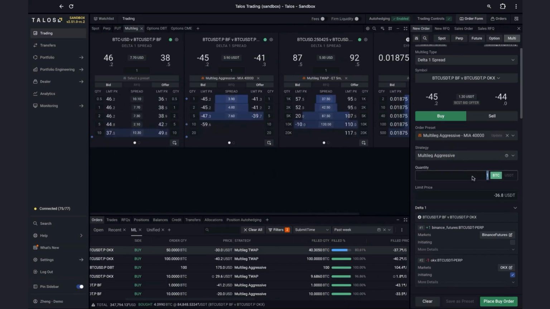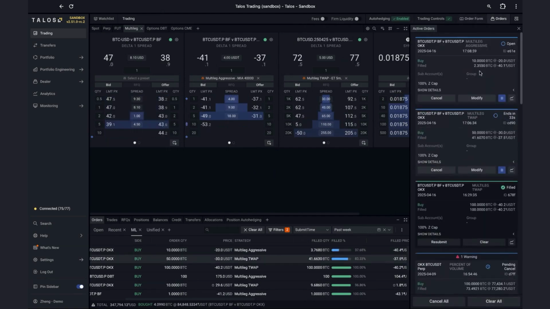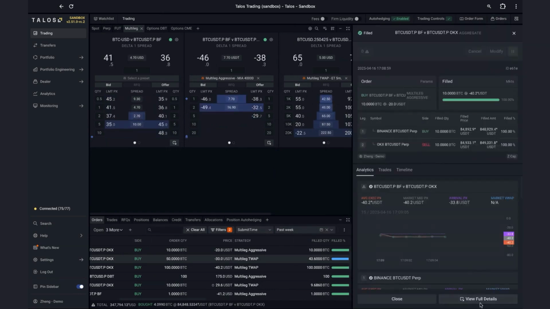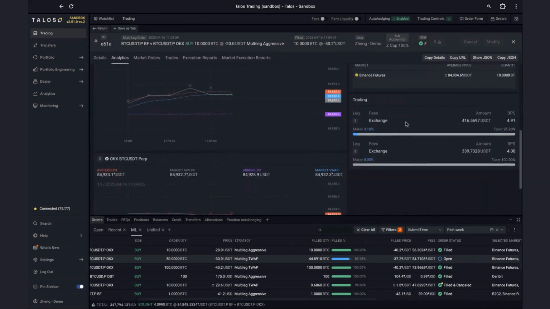So I can put an aggressive price in here. We can see the spread. If I put an aggressive price, they should fill pretty much immediately, as you can see, as and when liquidity is available. If you click on the details and look at the analytics on the legs, we can see that it's being aggressive, and you're getting taker fills on the legs as well.